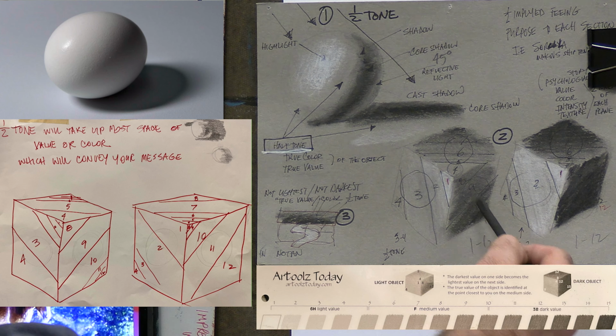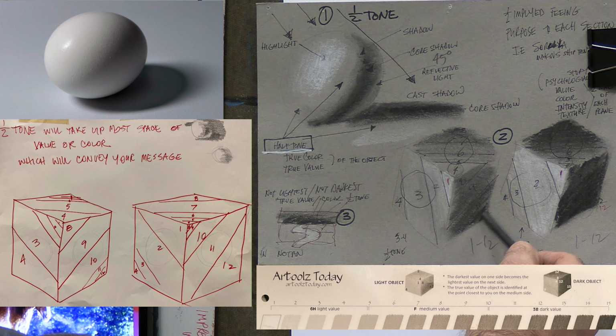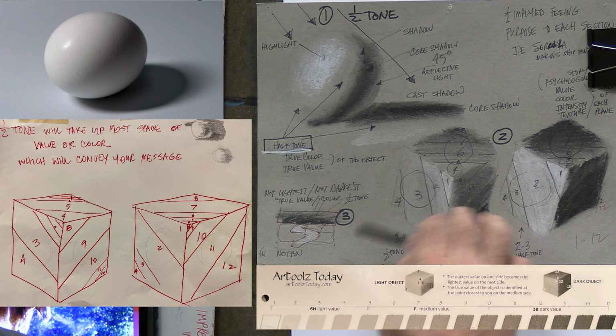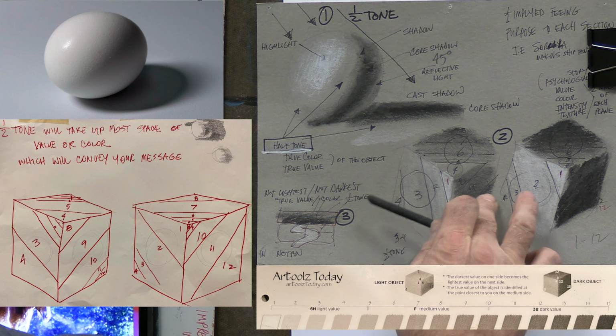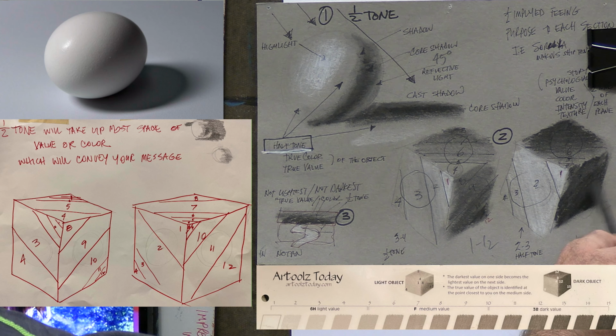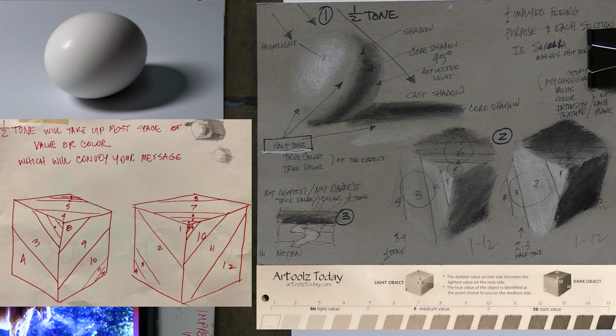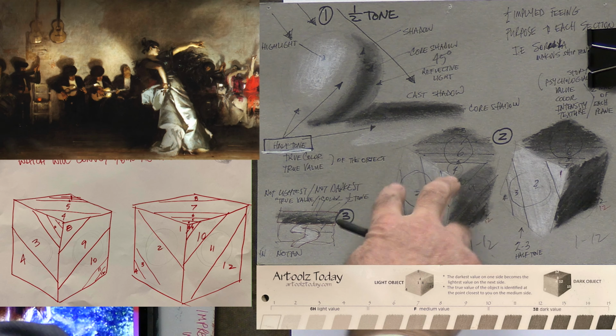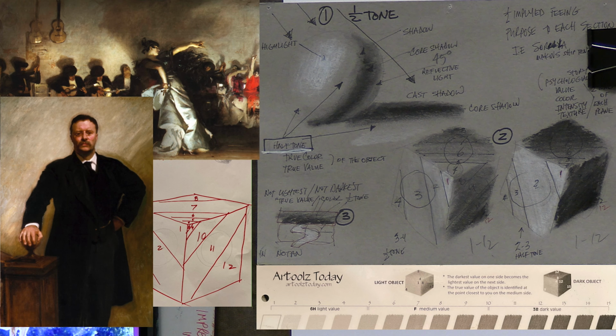Like 12 here on the end takes up very little space, and 8, 9, and 10 take up most of the real estate. But here, 12 and 11 take up most of the space. So whatever value takes up the most space, that's the true halftone. And the greater the difference between the light and the dark, the more psychologically it changes the painting.